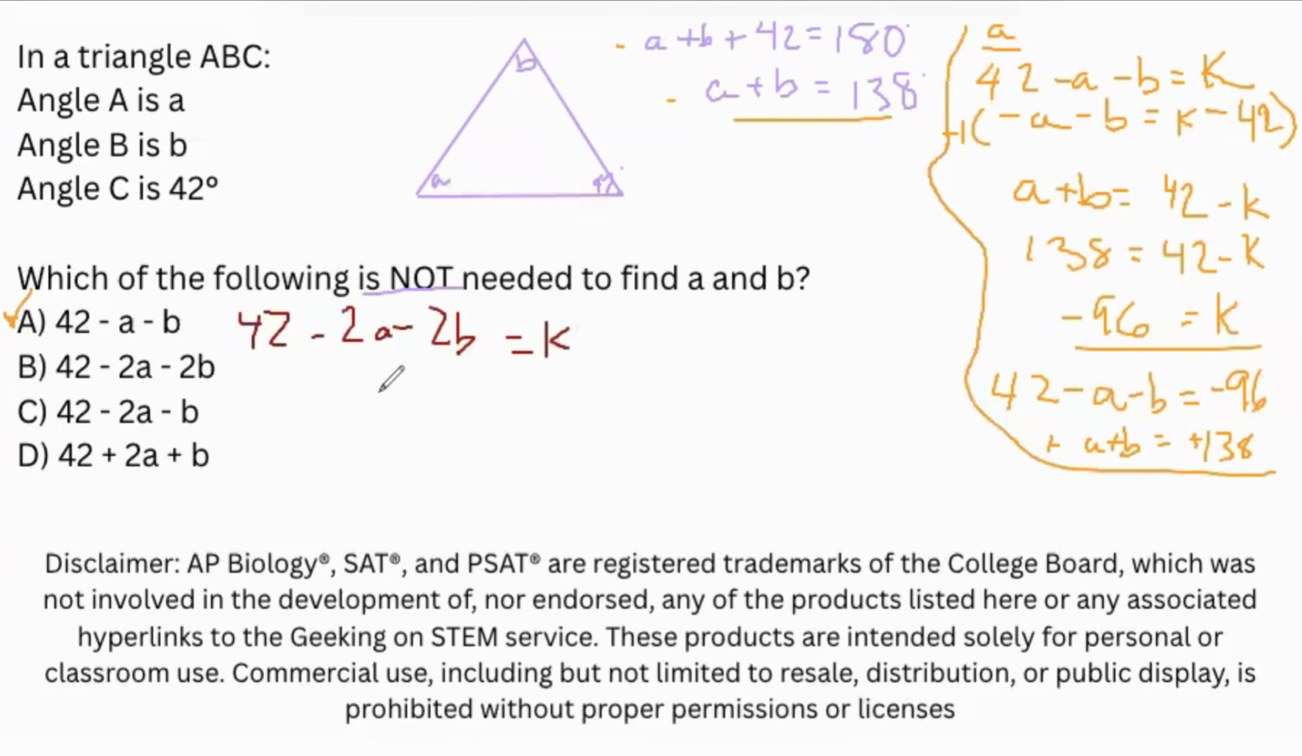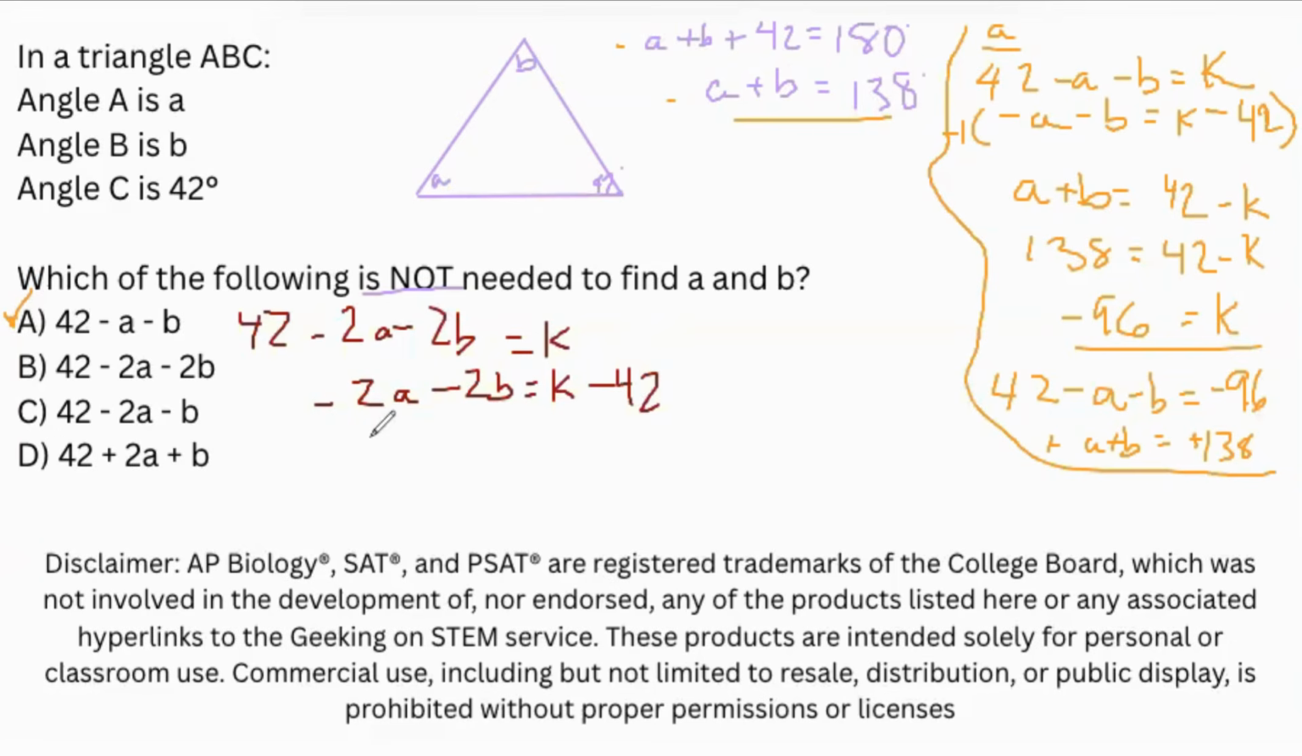Now I'm going to say how do I rearrange this in the best way possible? I'm going to bring my 42 over to the other side because I want A and B on the one side just like before. So negative 2A minus 2B is going to be the same thing as K minus 42 because I brought that 42 over. Knowing this, I want to get back to A plus B. This is my goal, to get back to here.